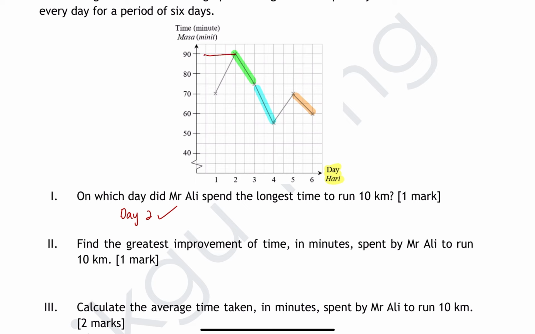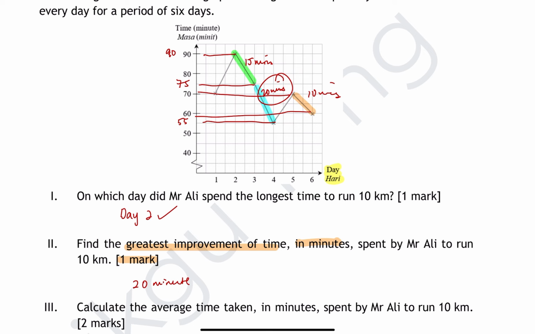This is from 90 to 75. Right? So this is actually reduced by 15 minutes. And from here, this is your 55. So 75 to 55, this is reduced by 20 minutes. And for the last part, this is from 70 to 60. This is for 10 minutes. And you are looking for the greatest improvement of times in minutes. And since this is a 1-mark question, you can just put 20 minutes as your answer.